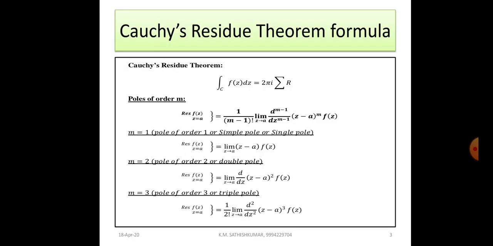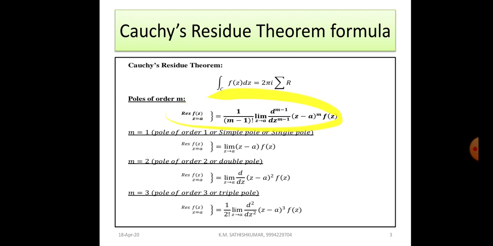So if m is equal to 1, what do we have? The residue has (m minus 1) factorial in the denominator. If m is 1, then 1 minus 1 factorial, so the denominator is 0 factorial, and 0 factorial means 1. For d power m minus 1, 1 minus 1 is 0, and any number power 0 is 1, so no need to write it. That's why the formula is: residue of f(z) at z = a equals limit z tends to a of (z minus a) f(z).